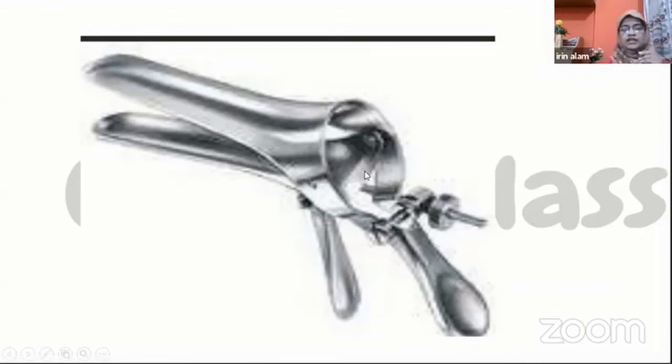such as introduction and removal of the copper T, and for VIA, that is visual inspection of the cervix. We can see the cervix with this instrument. Any lesion in the cervix, we can see with this instrument. If we want to take a cervical biopsy, this instrument can be used. We expose the cervix with this instrument, and a high vaginal swab or endocervical swab may be collected with this instrument.